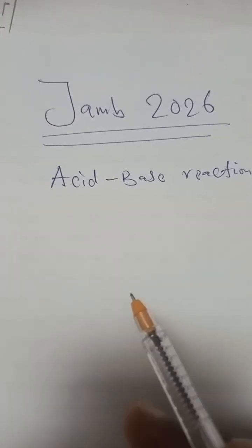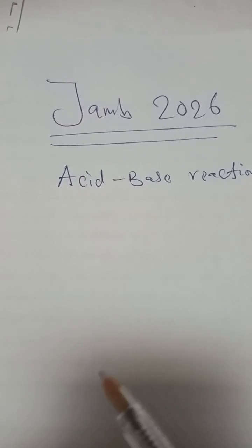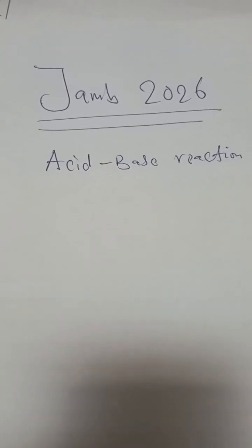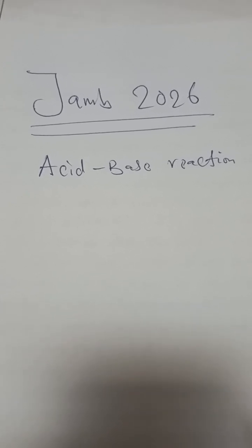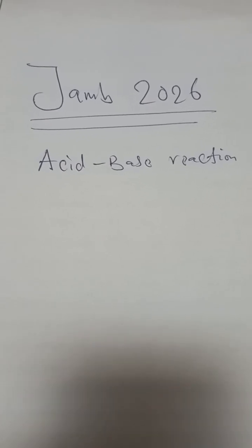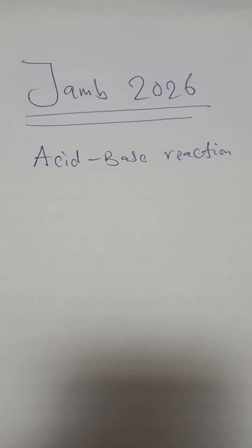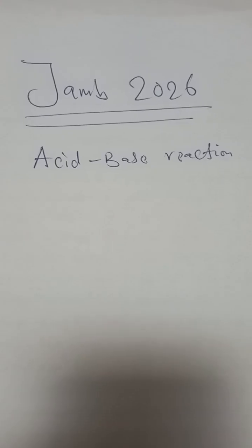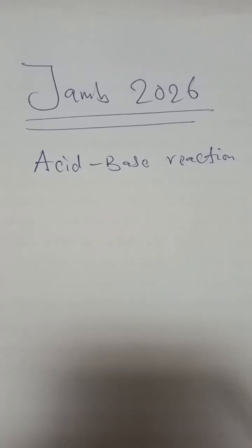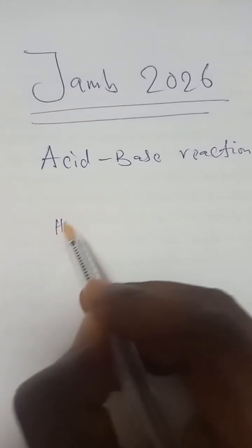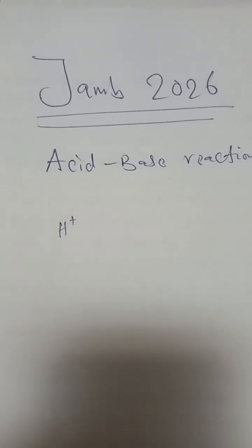An acid is any substance that when dissolved in water, I will give you the simplest definition that you don't need to cram, produces what? Hydrogen ion or hydronium ion as its only positive ion. Let me make it easier. An acid is any substance that when dissolved in water produces hydrogen ion, H plus, as its positive charge.